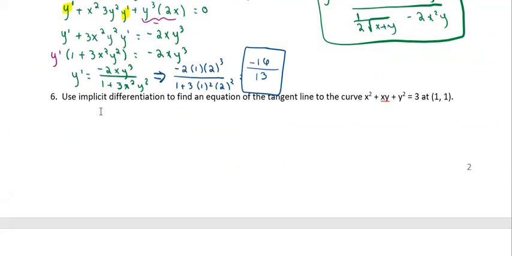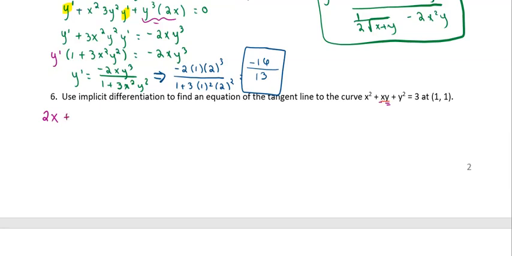Use implicit differentiation to find an equation of the tangent line to the curve at a point. Okay, we can do this. So let's start with our implicit differentiation. We got another little mini product rule right there, x and y. So first and second. So the derivative of x squared is going to be 2x. Bring down your power, subtract 1. So the derivative of x squared is 2x.